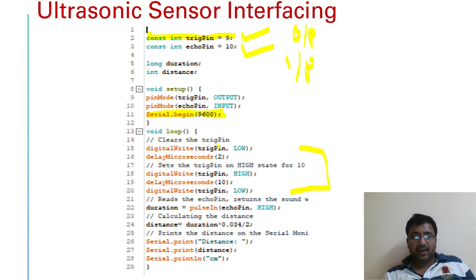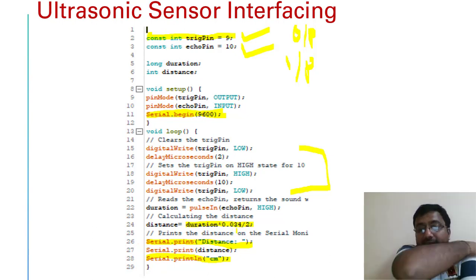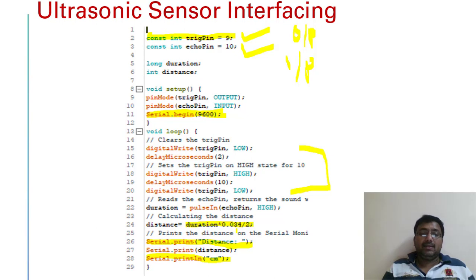After that, whenever I transmit the pulse, the same pulse will be reflected back whenever there is an obstacle. Once the echo pin gets input, I have checked duration equals pulseIn echo pin comma HIGH. Whenever it gets the echo pin as high, distance is equal to duration into 0.034 divided by 2. Then the distance is printed, Serial.println distance, in centimeters. Here 0.034 is the constant for centimeters. So again it's printing the distance on the serial monitor.